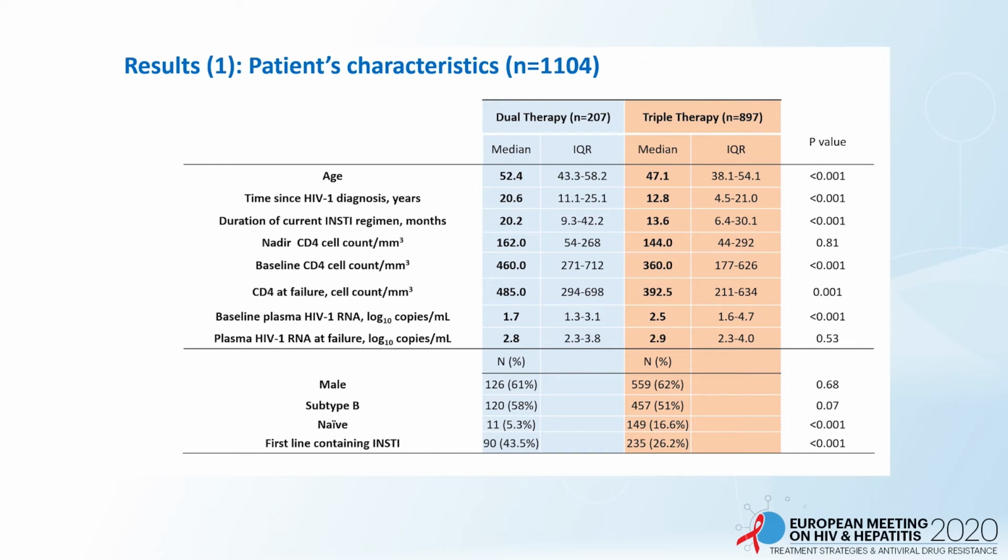We analyzed 1,104 patients, 207 in the dual therapy group and 897 patients in the triple therapy group. There were some differences between the two groups. Indeed, patients treated by a 2-drug regimen were older, HIV infected for a longer time, and receiving an integrase inhibitor for a longer time. They had a higher CD4 cell count and a lower viral load at failure. In addition, in the 2-drug regimen, there were fewer naive patients and more patients receiving an integrase inhibitor for the first time.